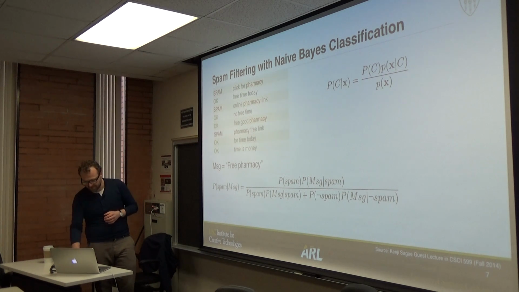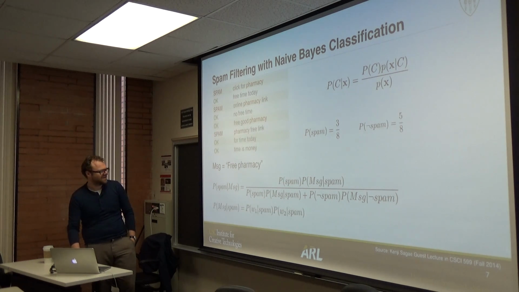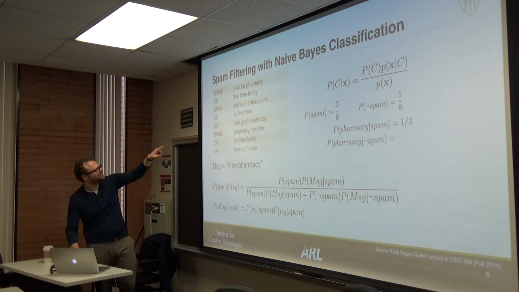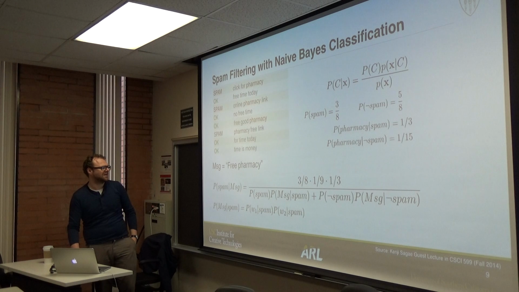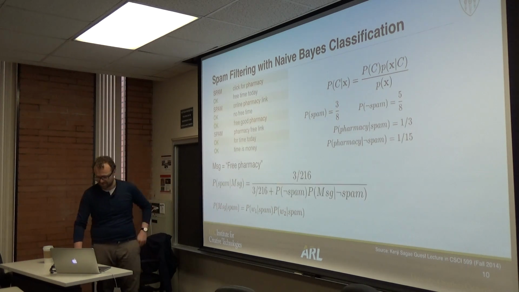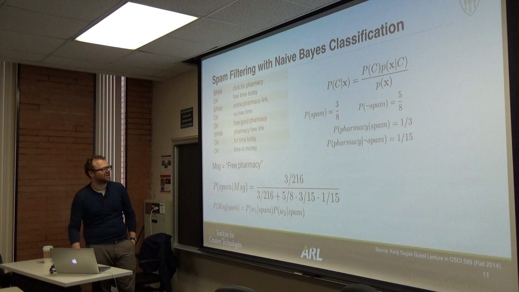All right. So we had the prior: 3/8 for spam, or 5/8 for not spam. Then we have pharmacy given spam. That was 1/3. Pharmacy given not spam: we have it once out of 3 times 5, 15, so 1/15. And then we can put that in down here, and also down there.